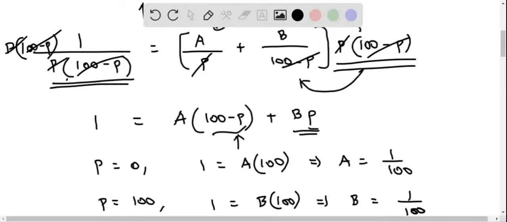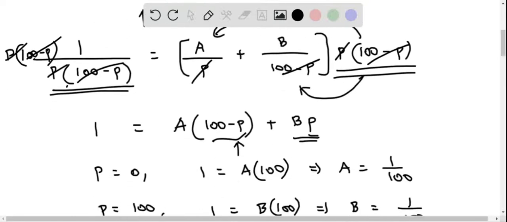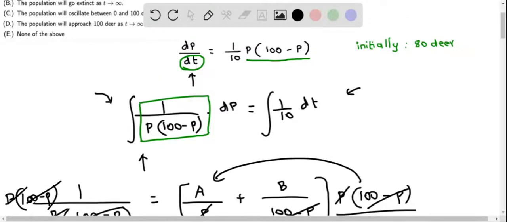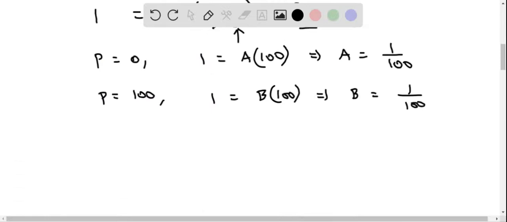So here we have solved for A and B, and this means we can rewrite this integral on the left side using partial fractions.